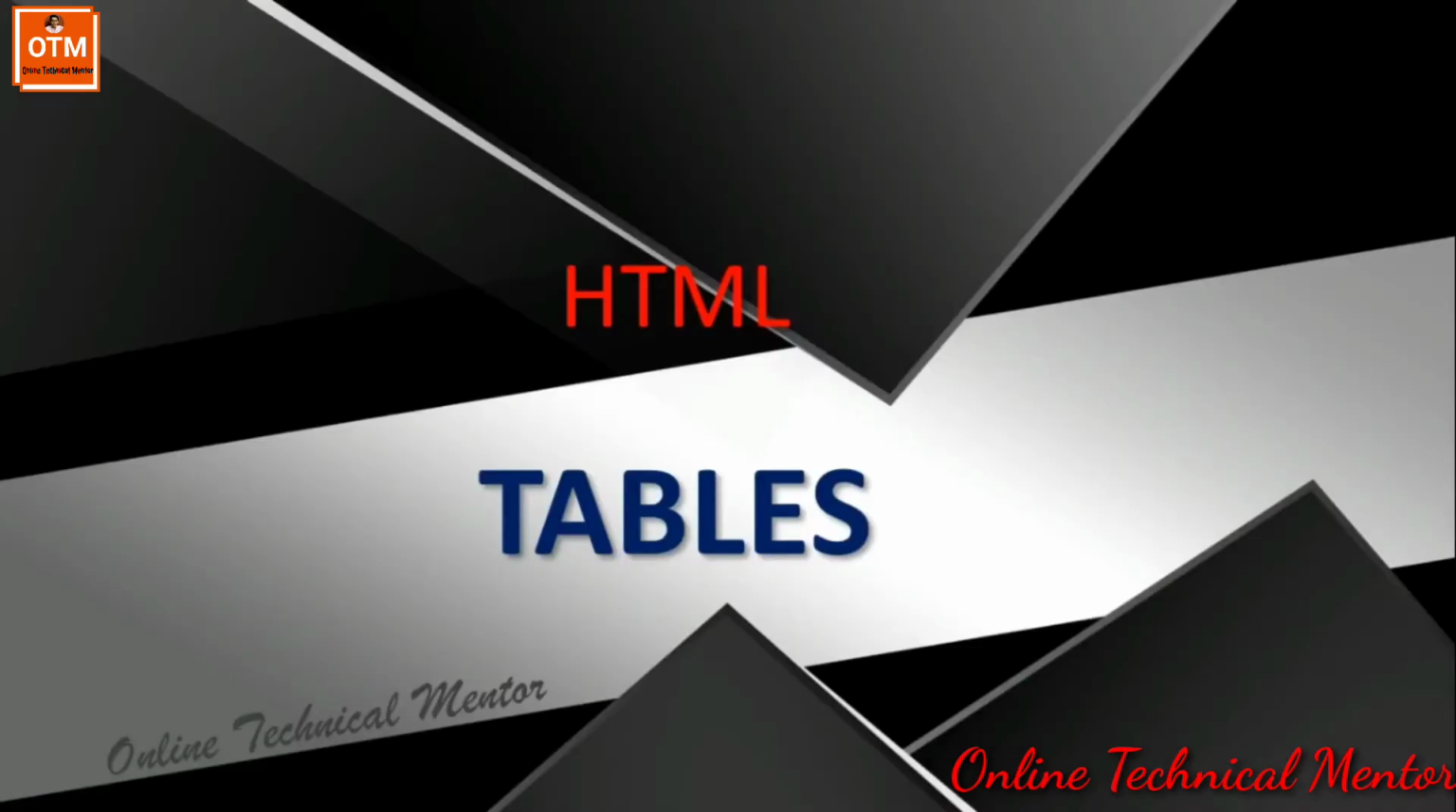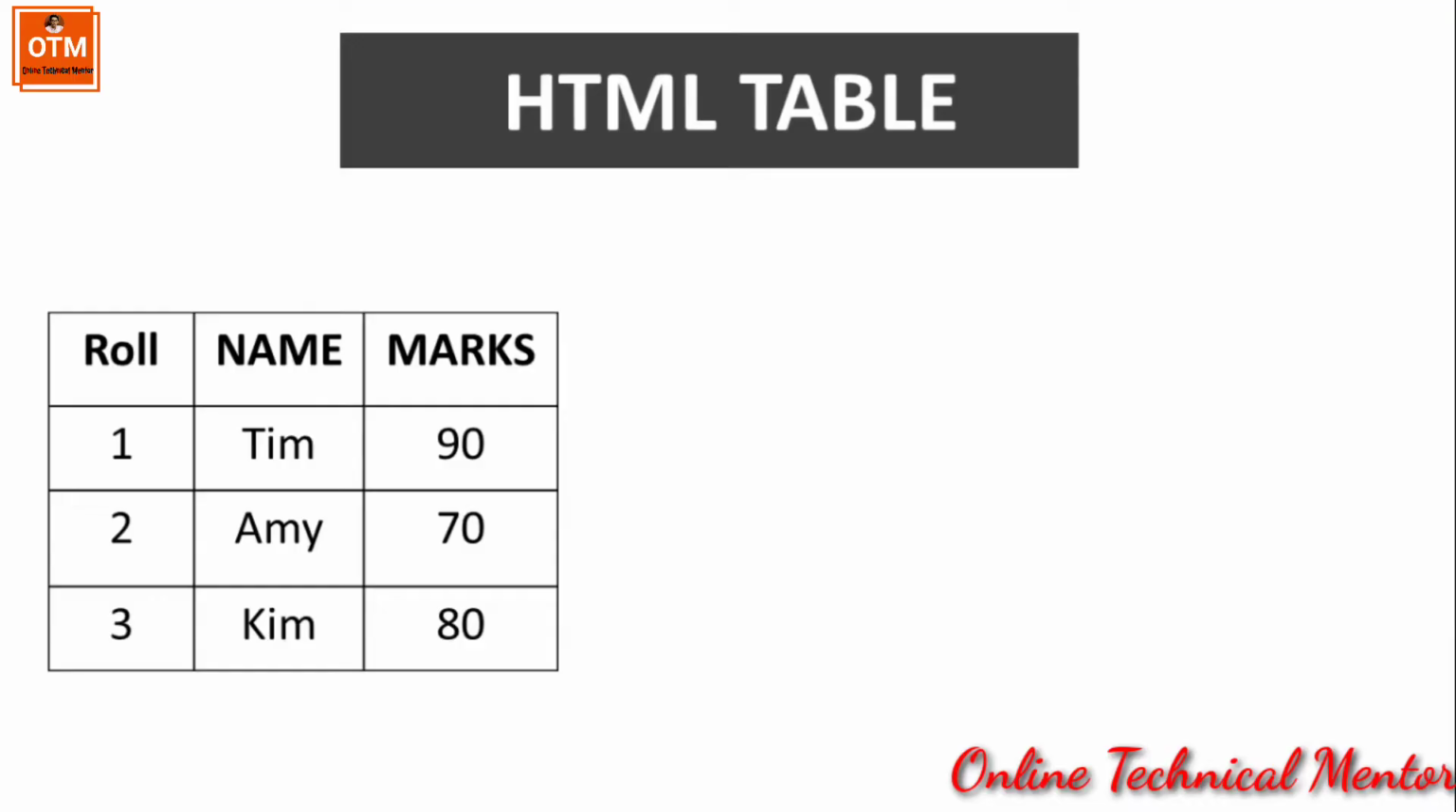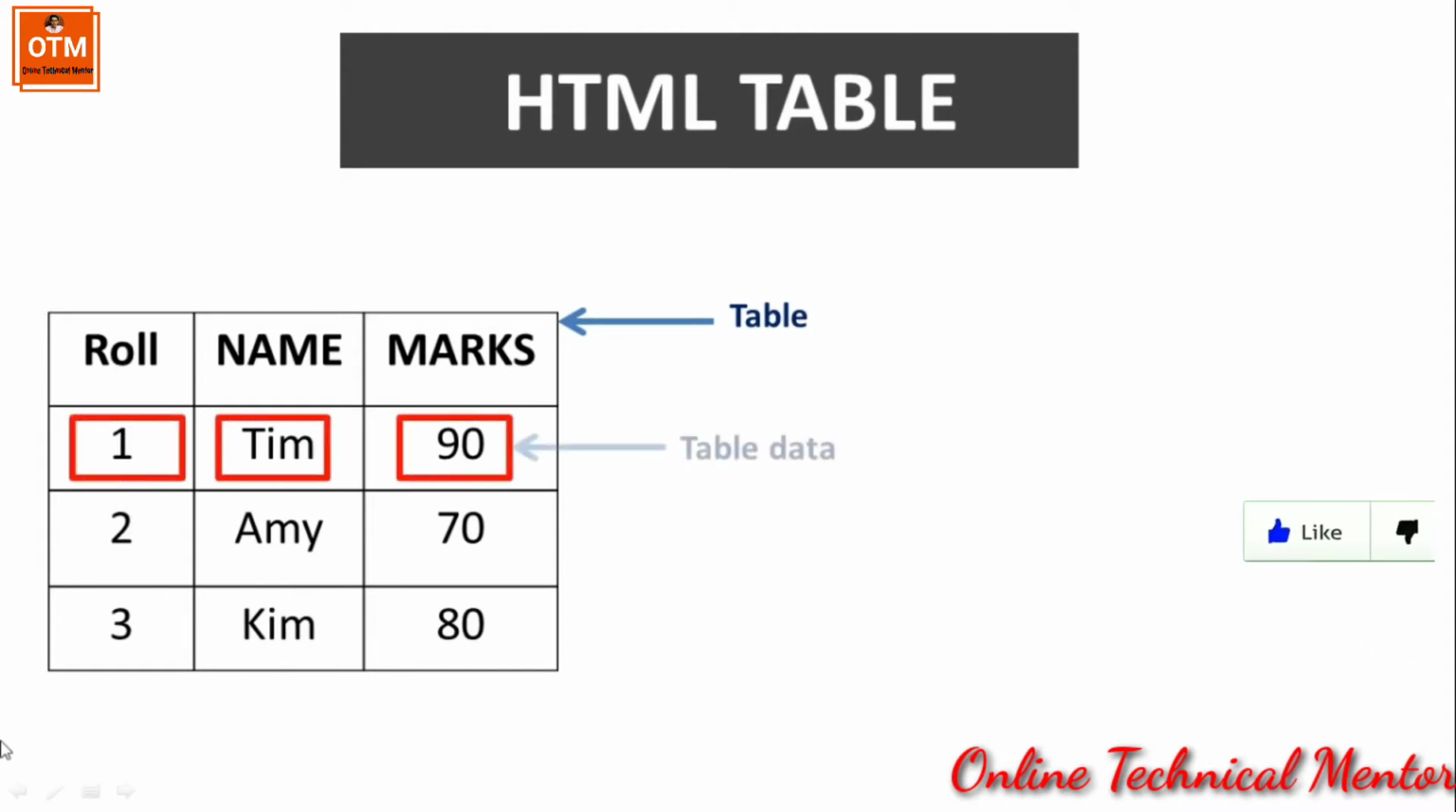In this video, I'm going to show you how to create tables in HTML. This is a table, and you all know that a table has rows and columns. Roll, Name, Marks is in a row, 1 Tim 90 is in another row, 2 Amy 70 is in another row, and so on. And roll 1, 2, 3 are in a column, name Tim, Amy, Kim is also in a column.